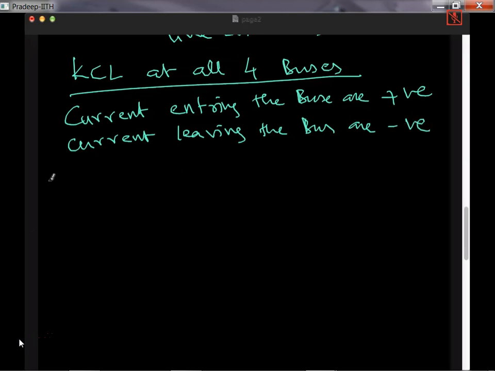So therefore at bus 1, what we have is current entering is plus I1 minus I12 minus I14 equal to 0. So this is one equation.